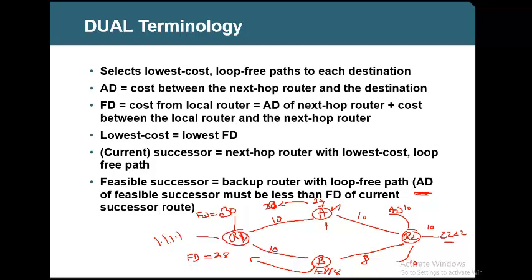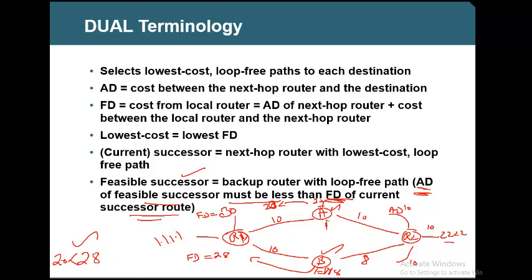Yes. Now this path is already elected. If this is the successor path, what is the successor FD value? 28. Now you see, to elect a feasible successor, the AD of the feasible successor must be less than the FD of the current successor. Which is the feasible successor? The path via A. Agree? Right. Now, what is the AD coming from A? 20. 20 must be less than the FD of the current successor, 28. Is it true or false? Yes, it is true.